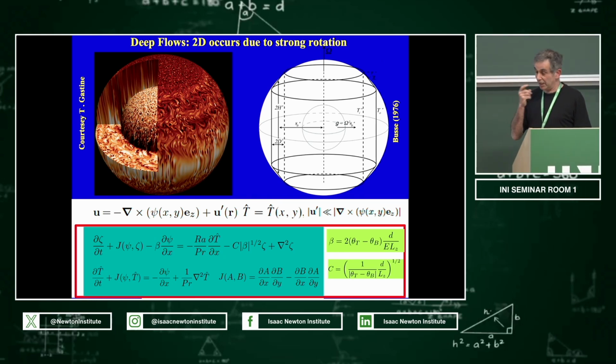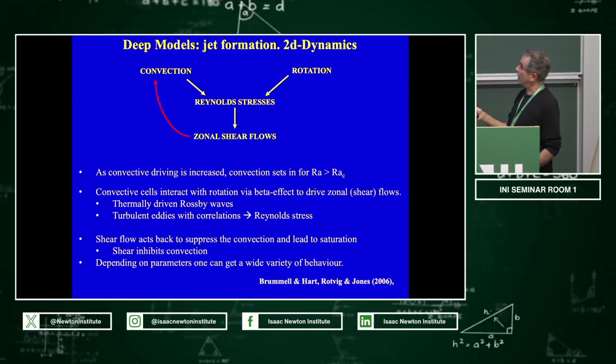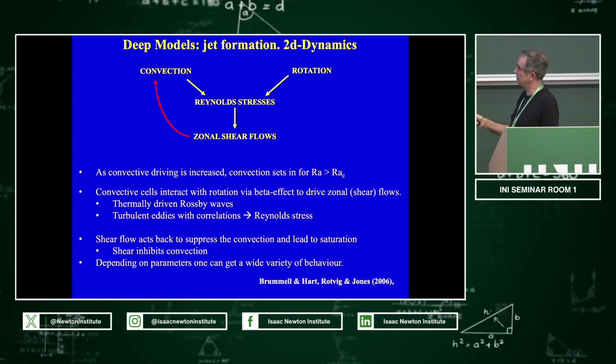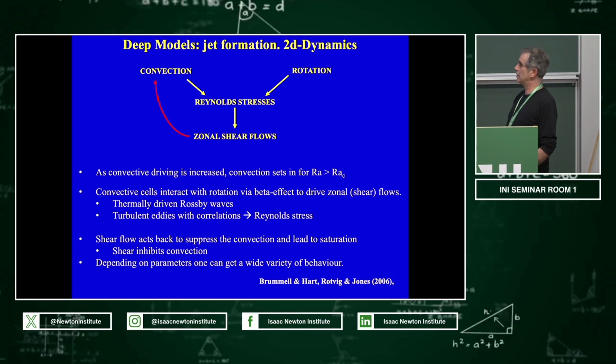So this is really a case where you have large-scale flows driven by an instability. And so, as I've said here, convection interacts with rotation to give us a Reynolds stress, which leads to zonal shear flows, which we'll see in a minute. That acts back on the convection, and of course, that can modify the Reynolds stress. So as the convective driving is increased, convection will set in. The convection cells interact with the rotation via the beta effect to drive these shear flows, or you can think of them as thermally driven Rossby waves.